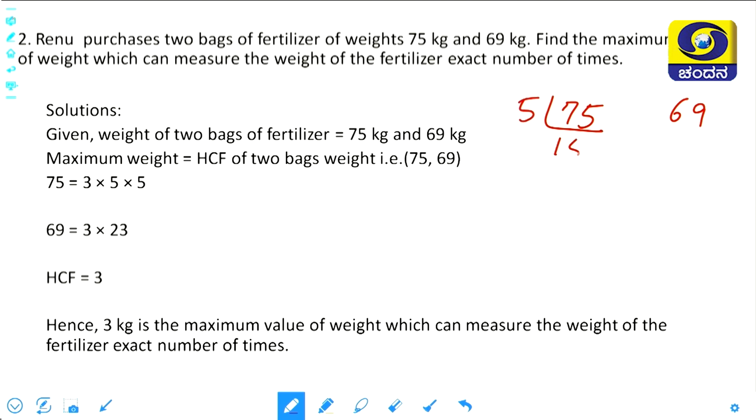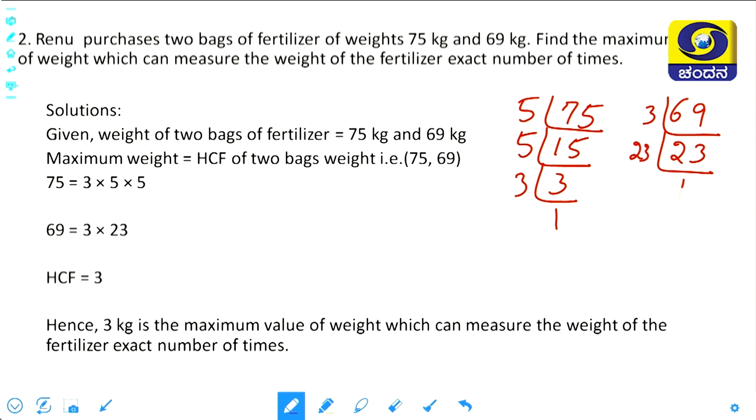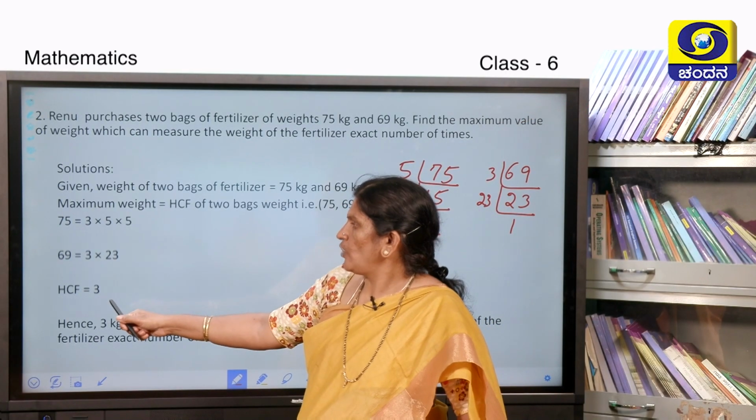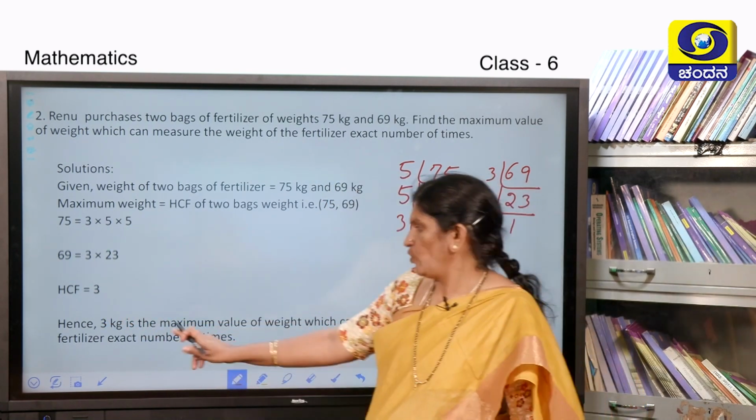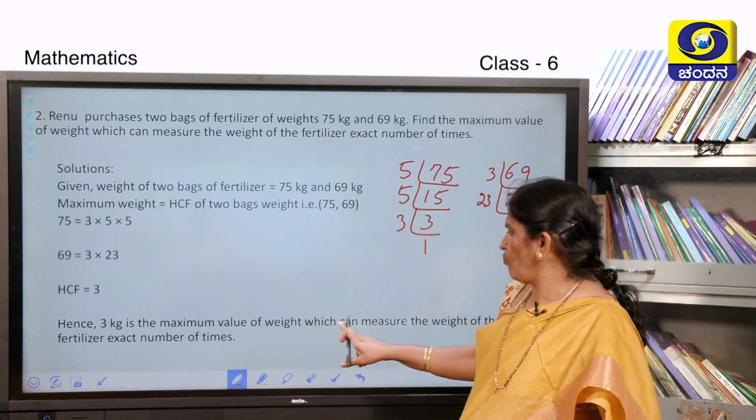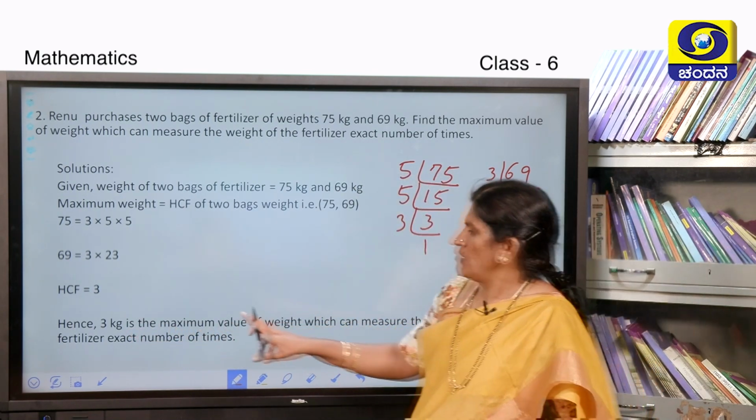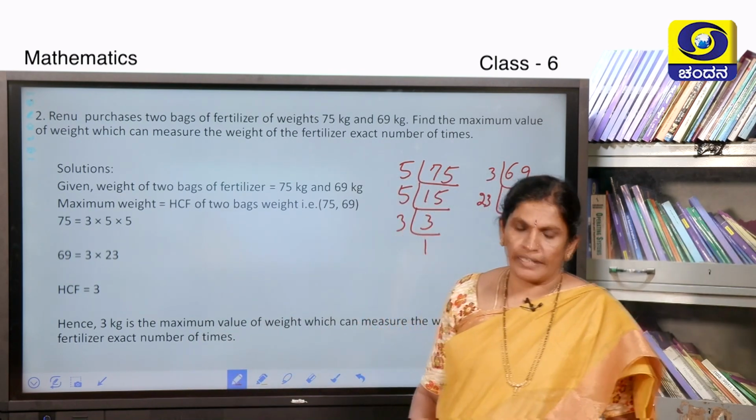5 1s are 5, 5 5s are 25. 3 1s are 3, 3 2s are 6, 3 3s are 9, so 23 is already a prime number, and 23 1s are 23. So the factors of 75 are 3 into 5 into 5, and the factors of 69 are 3 into 23. The HCF common in these two is only 3. Therefore, 3 kg is the maximum value of weight which can measure the weight of the fertilizer an exact number of times.